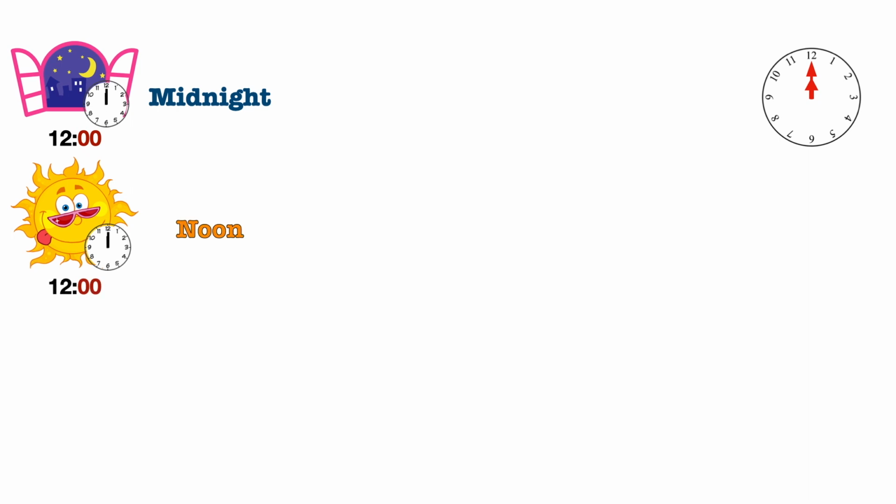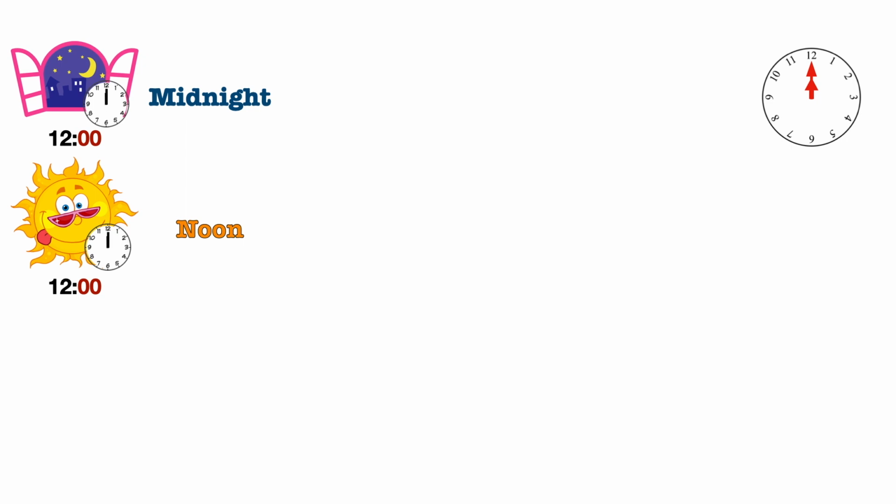And what time is it? Very nice, it's 12 o'clock. But in English, we have 2 special words for this time. So when it's 12 o'clock at night, when we sleep, we call it midnight, полночь. When it's 12 o'clock in the afternoon, when we don't sleep, we call it noon, полдень.